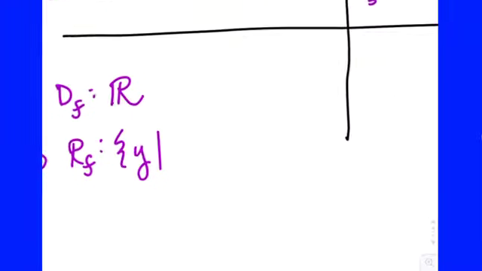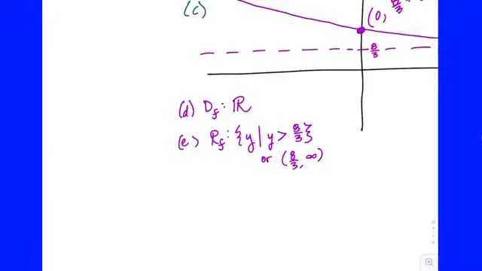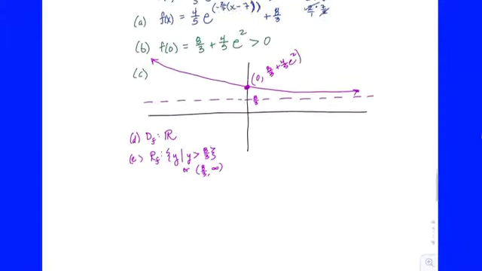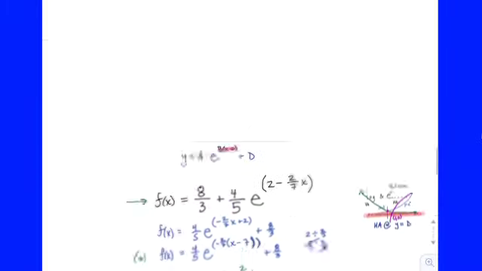So it's the set of all y such that y is strictly greater, not greater than or equal to, strictly greater than 8/3. Or, if you're the interval notation person, you could say 8/3, comma, to infinity with parentheses around both. Okay, and then what else? Find the equation of any asymptotes.